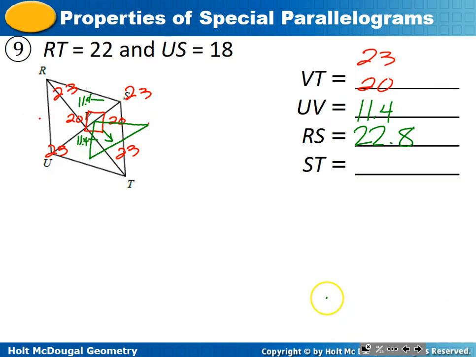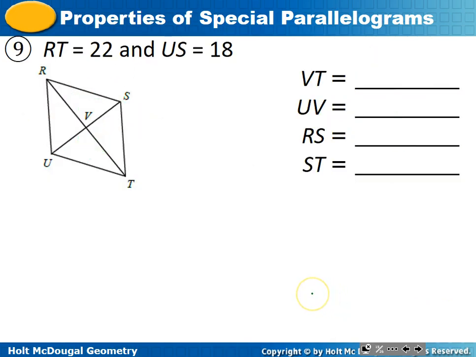Number 9 says RT equals 22 and US equals 18. If RT, the whole thing, equals 22, then we're going to divide that by 2 to get 11 here and 11 here. Same way with this US, it's the whole diagonal, so we're going to divide that by 2. That means this would be 9 here, and this would be 9 here. And once again, we have our right angles in here.